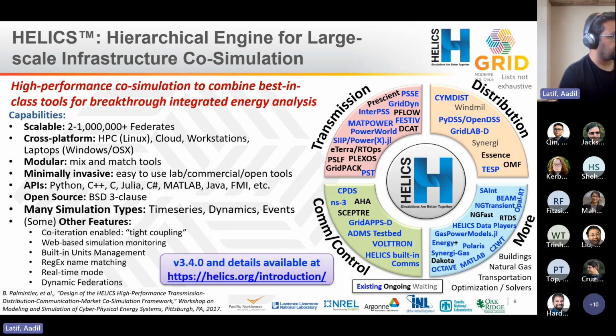We wanted to build a framework that was cross-platform, essentially that works on the HPC, which is the high performance computing capability. We wanted to make sure that it works in the cloud, on individual workstations and laptops as well. We wanted it to be modular. So essentially, the idea here would be you should be able to mix and match between different simulation tools. And I'll get into that in a second.